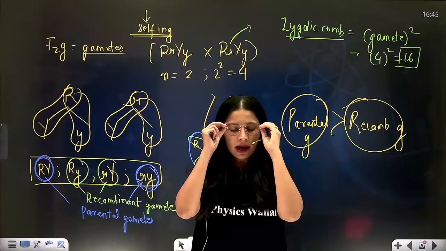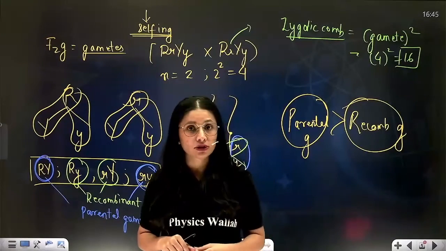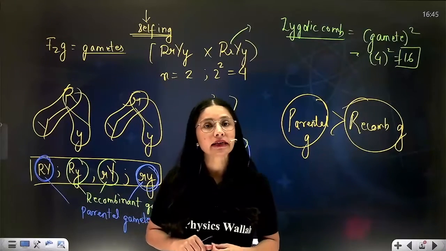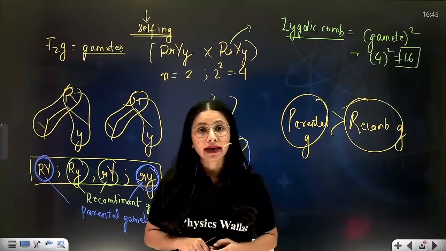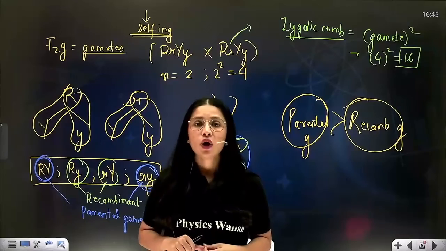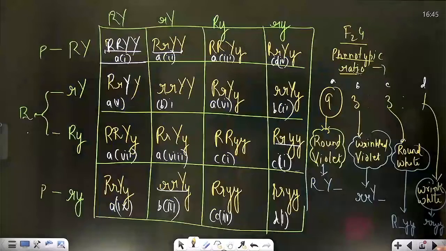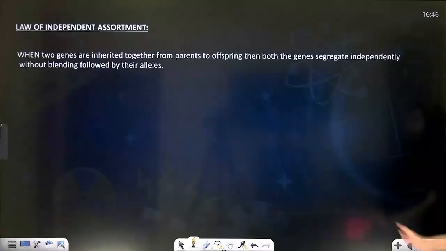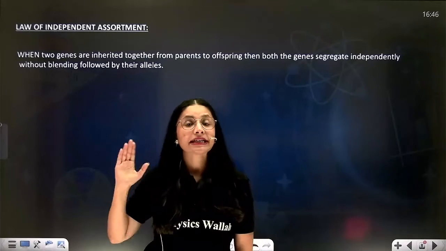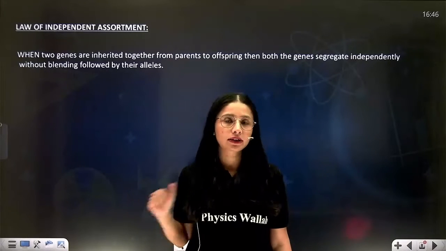Now, like in the monohybrid cross, after completing the cross, Mendel proposed some laws on the basis of his observation. Similarly, after completing the dihybrid cross also, Mendel proposed a law called the law of independent assortment on the basis of his observation. So let's talk about his observation and the law framed on the basis of Mendel's dihybrid cross, that is the law of independent assortment.